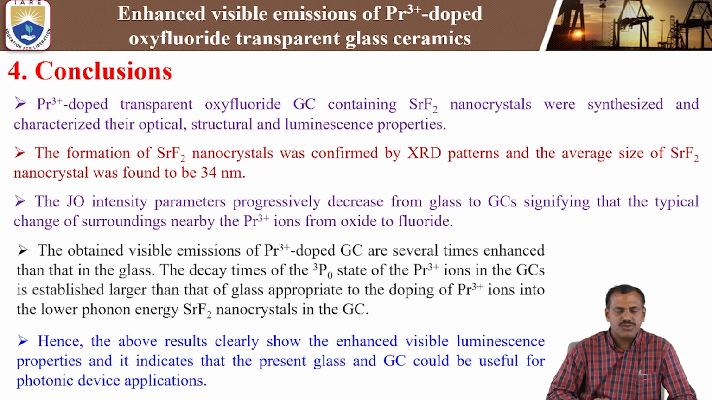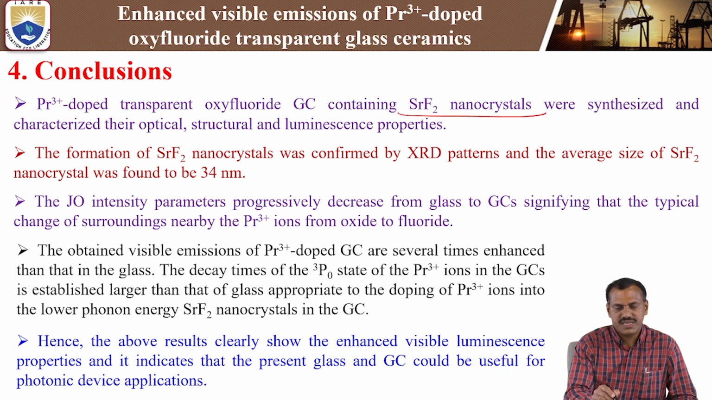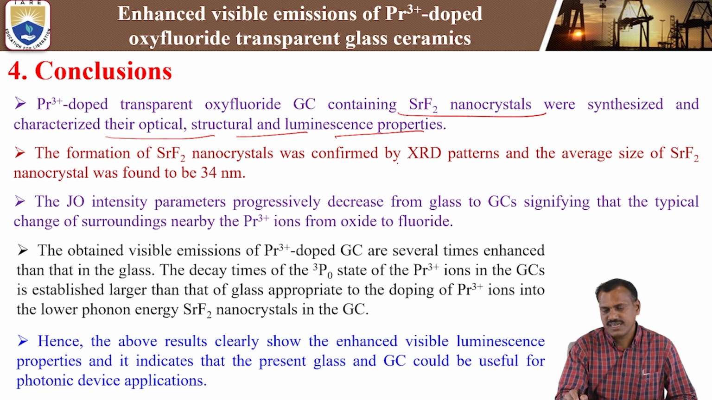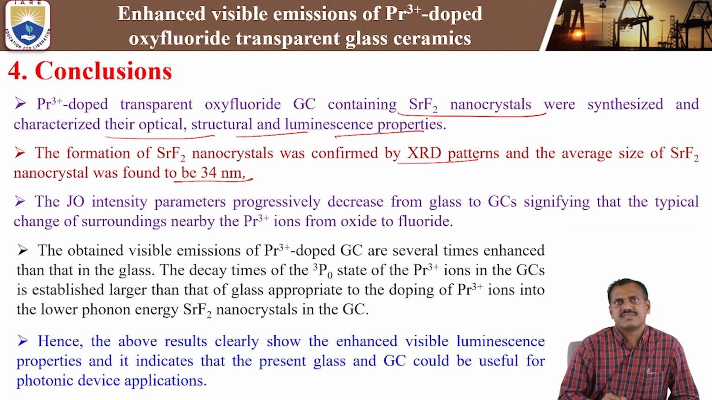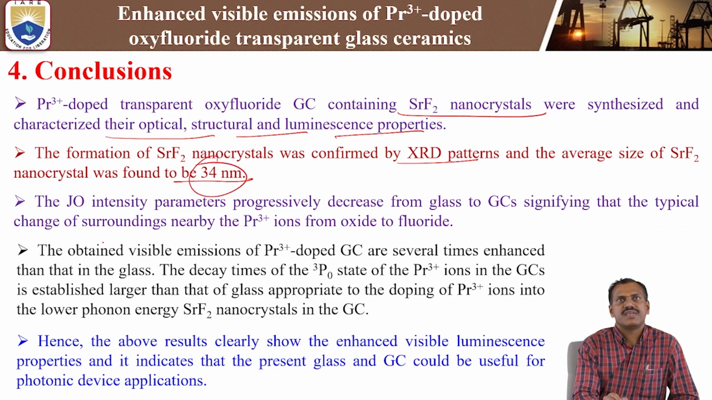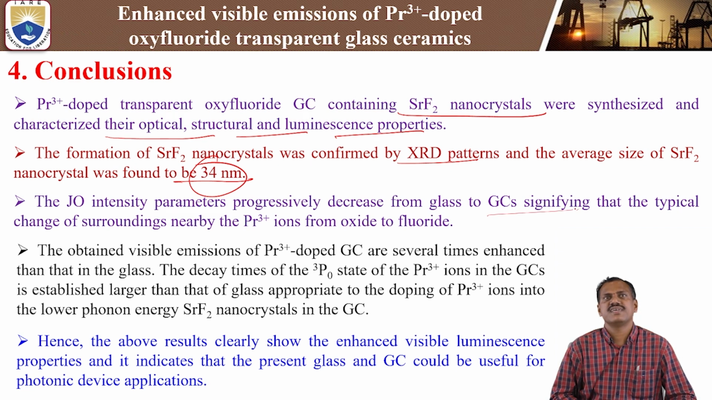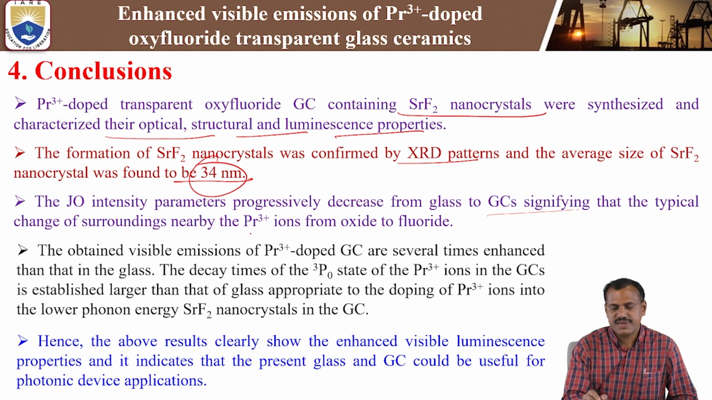Finally, the conclusion. Praseodymium 3 plus doped transparent oxyfluoride glass ceramics containing strontium fluoride nanocrystals were synthesized and characterized by their optical, structural and luminescence properties. The formation of strontium fluoride nanocrystals was confirmed by the XRD pattern as well as TEM. By using TEM and XRD, the strontium fluoride nanocrystal particle size is in the order of 34 nanometers. Next, the Judd-Ofelt intensity parameters progressively decrease from the glass to glass ceramics, signaling a change in the surroundings of the praseodymium 3 plus ions from oxide to oxyfluoride.